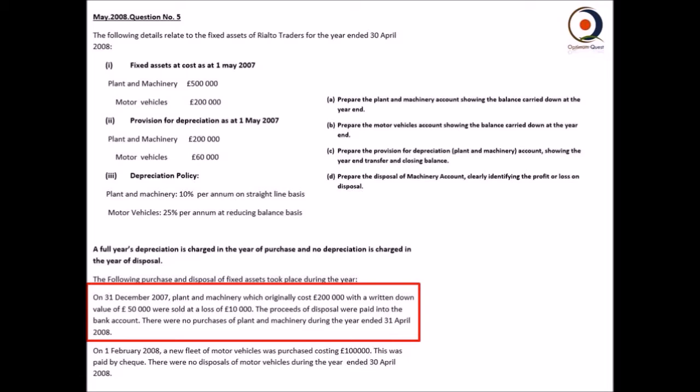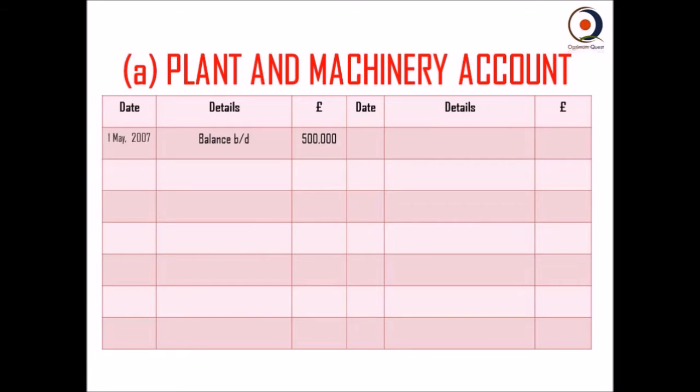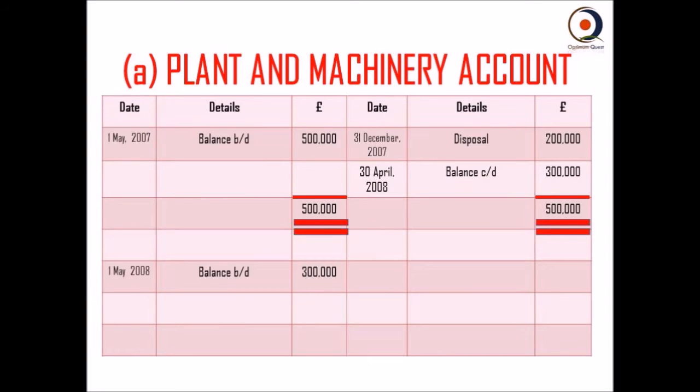Therefore, disposal will be recorded as £200,000 on the credit side, as according to the question, the disposed plant and machinery originally cost £200,000. Since we are already done recording the balance BD on the debit side, now we will record disposal with £200,000 on the credit side like this. And we are done posting everything we were provided with in the question, so now we balance the account like this with balance CD on the last date of the current financial year and bring the balance down on the first date of the next year.